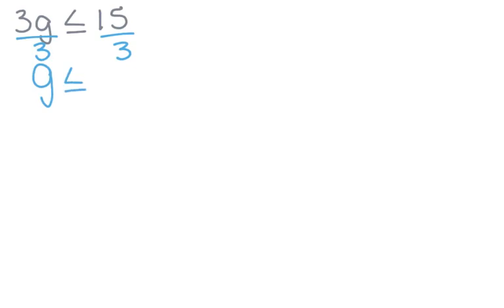And now we have 3g is less than or equal to 15. We're going to solve for g. So g is less than or equal to 5. So our number sentence is true when g is 5 or any number less than 5, and the number sentence is false when g is any number greater than 5.